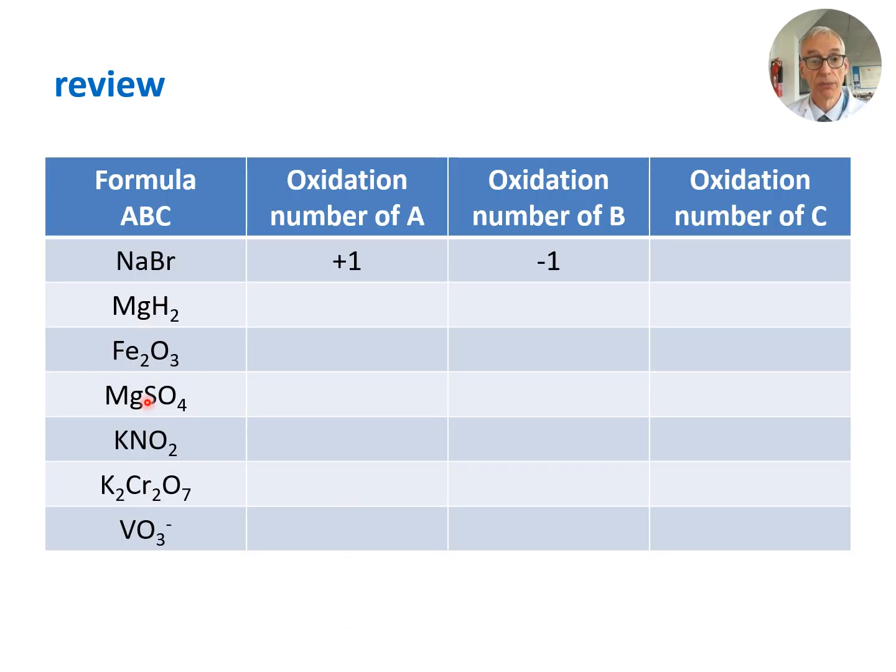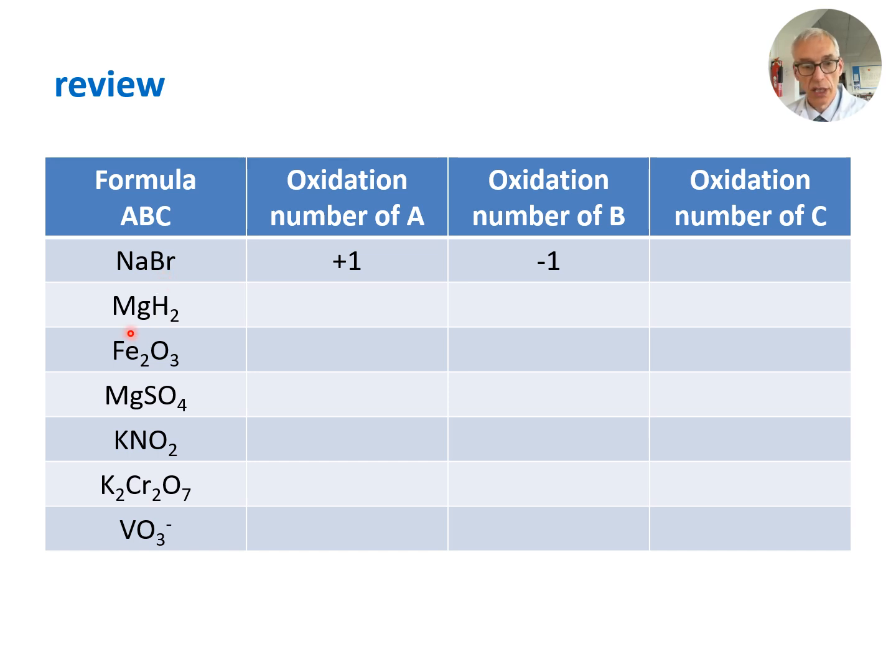So here are some problems. I'll do the first one. Sodium bromide. Sodium corresponds to letter A. So sodium is in group 1, always +1. Bromine, well, it's in group 7 and it's the more electronegative element, so it's -1. Or we could argue if sodium is +1, then bromine must be -1 because the oxidation numbers must sum to 0.